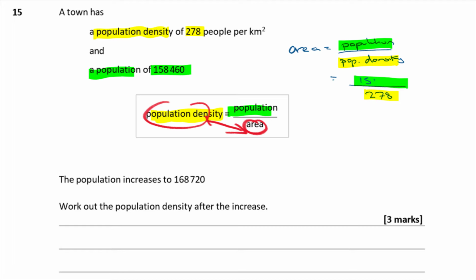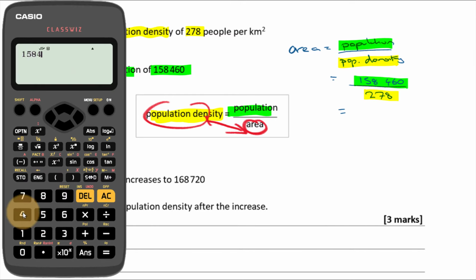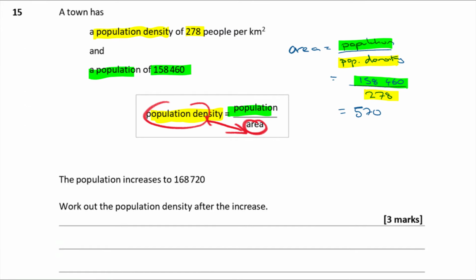So 158,460. So subbing that into my calculator. What is 158,460 divided by 278? Okay, apparently that's 570. Okay, now assuming, because I divided population by population per kilometre squared, then this must be in kilometres squared. Okay, so now I know the area of the town is 570 square kilometres.